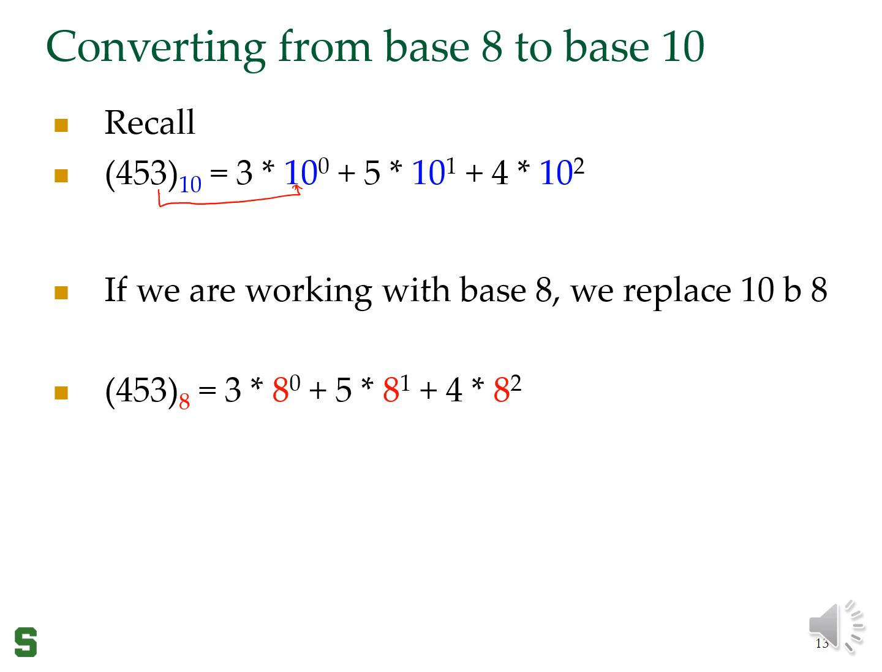Now if this was a number in base 8, then that would be 3 times 8 to the power 0 plus 5 times 8 to the power 1 plus 4 times 8 to the power 2. Note that all I'm doing is changing this 10 to this 8 because I'm changing the base to be 8. The rest is just figuring out what this number is, and in this case the number happens to be 299 in base 10.